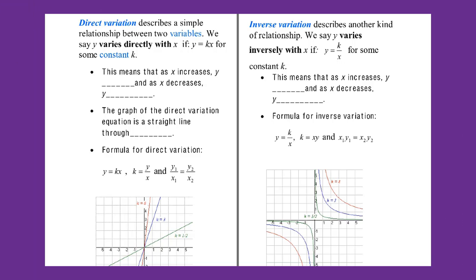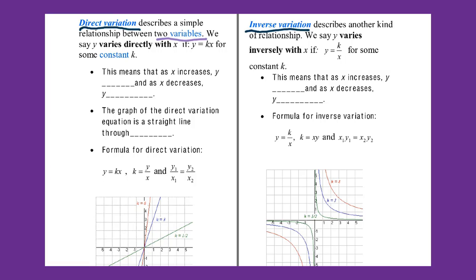This video is about direct variation and inverse variation. Direct variation describes a simple relationship between two variables. We say y varies directly with x if y equals kx for some constant k.